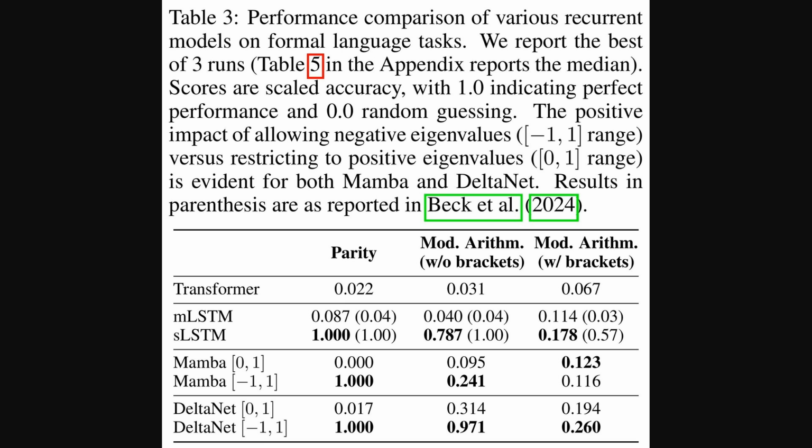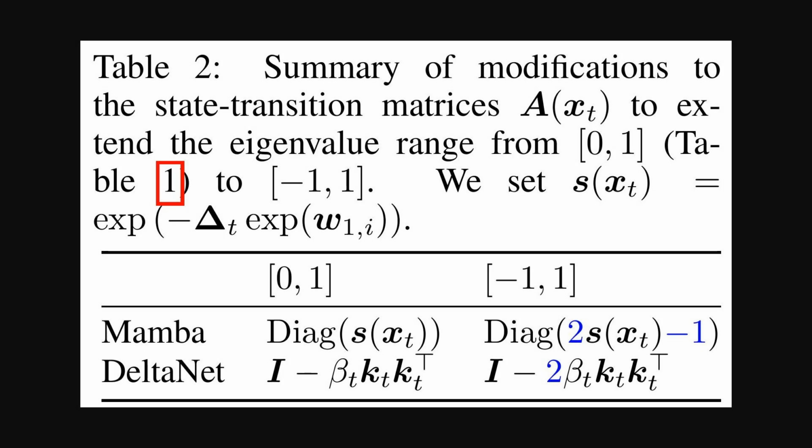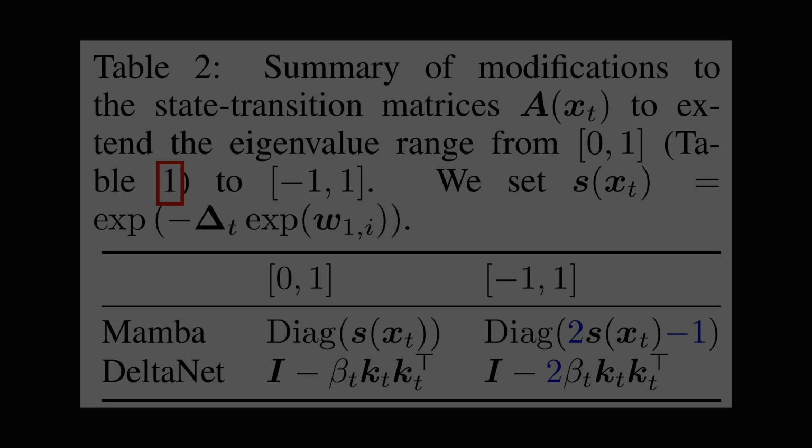structure really benefits. Right, so after seeing those performance gains in Table 3, you might wonder how exactly they achieved that extended eigenvalue range. Well, Table 2 here summarizes the specific mathematical changes. For the diagonal Mamba model, they adjust the state matrix to diag(2·a - 1), and for DeltaNet, with its non-diagonal structure, it becomes I minus 2 times beta k k transpose. These are the concrete modifications allowing that critical -1 to 1 range.